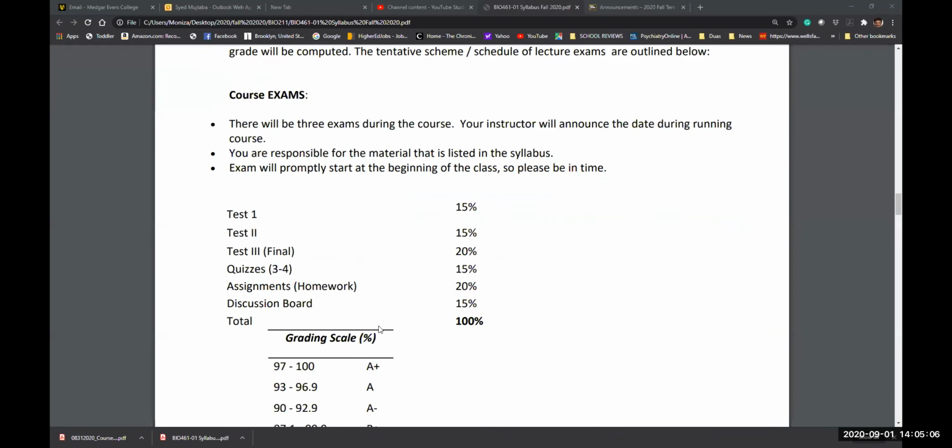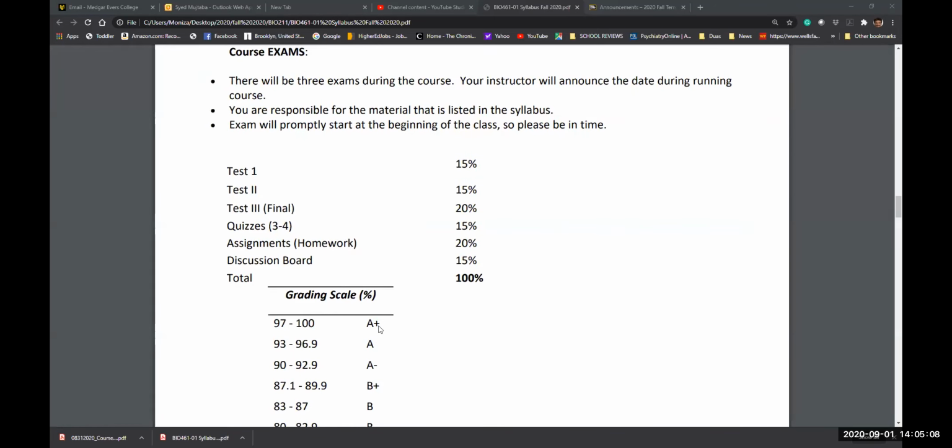Now I am trying to discuss with you the grading policy. So there will be 3 tests: test 1, test 2, and test 3. I'll tell you when test 1 will be given as I go further down the syllabus. There will be quizzes after 1 or 2 chapters. So expect 3 to 4 or more quizzes, particularly in an online system.